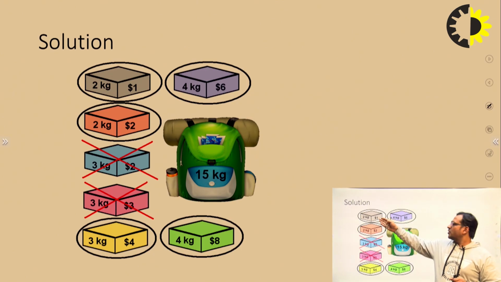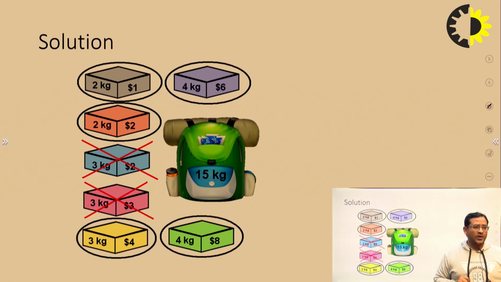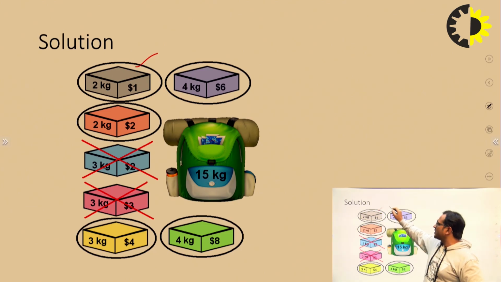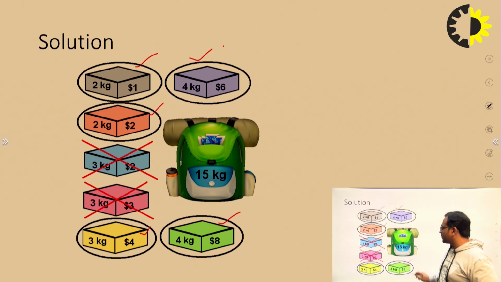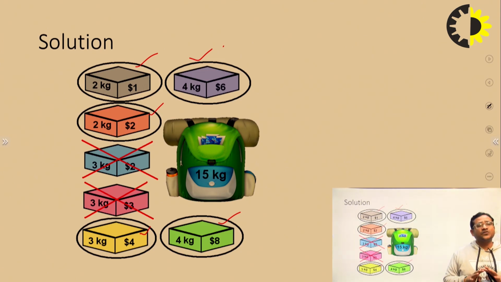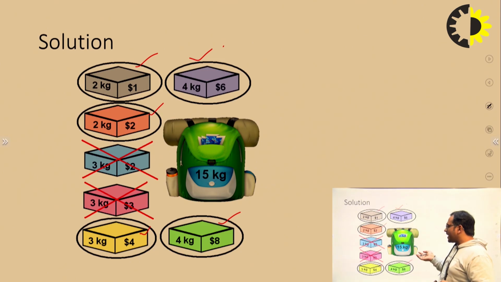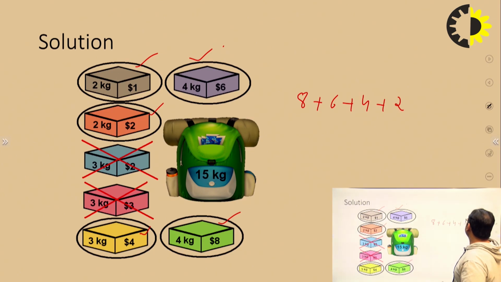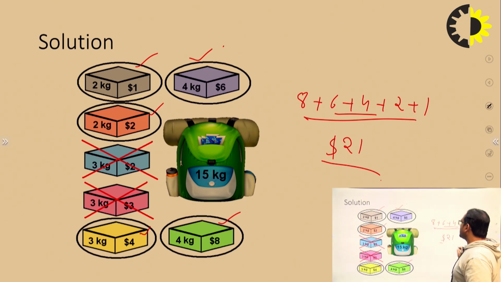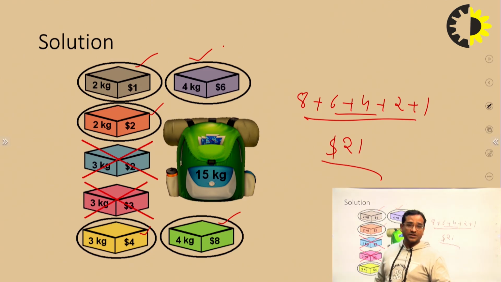If we add 2 plus 2 is 4, 4 plus 4 is 8, 8 plus 4 is 12, 12 plus 3 is 15. So my bag is full if I select these 5 items. That means the 15 kg bag, the knapsack, is full. And how much profit can I get here? I can get 8 plus 6 plus 4 plus 2 plus 1, so 10, 20, 21. I can get $21 if I choose this.